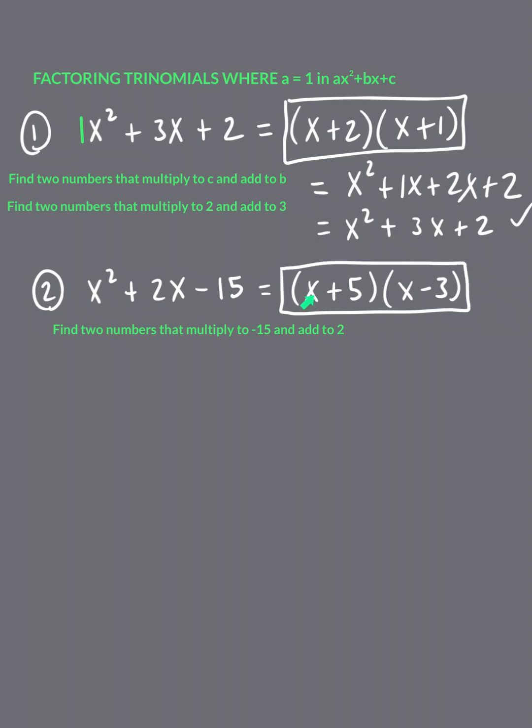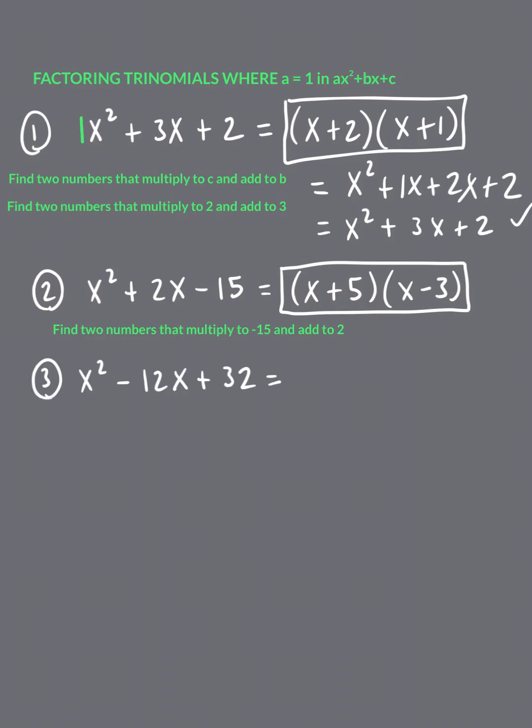Again, we can multiply it out. X squared minus 3x plus 5x. So that will give you your plus 2x here in the middle. This is positive, so your higher number is positive. And then negative 15 you get from multiplying positive 5 times negative 3.